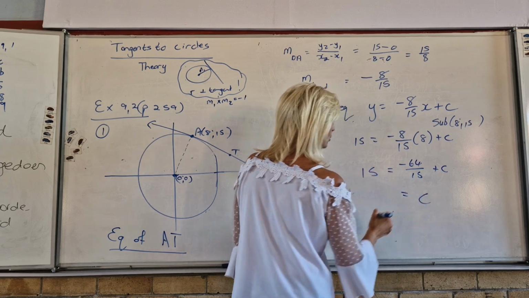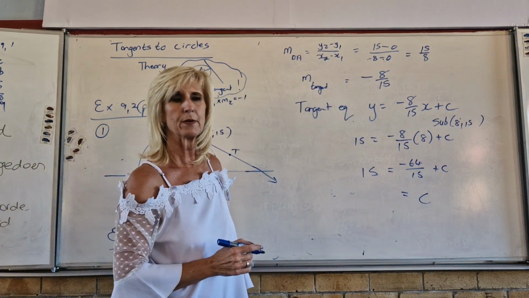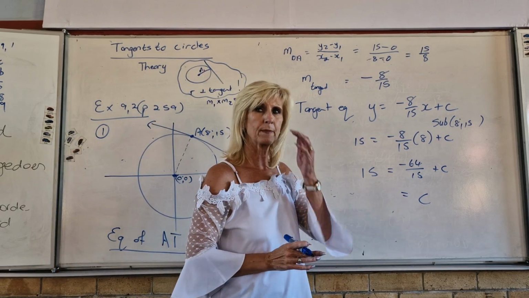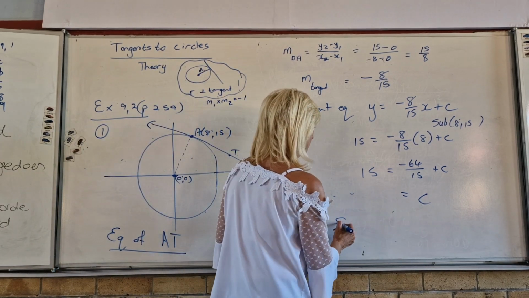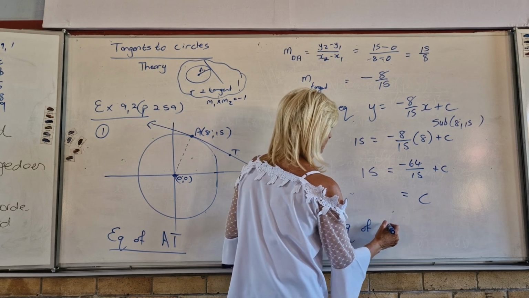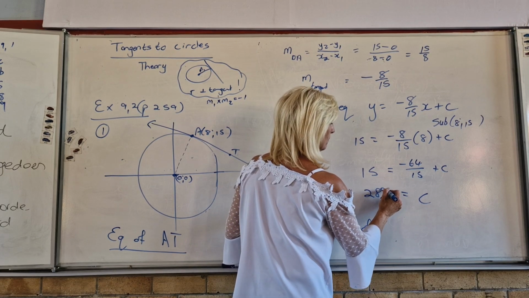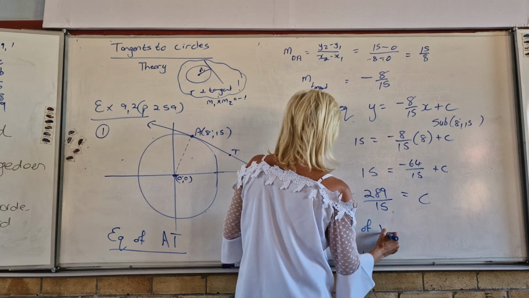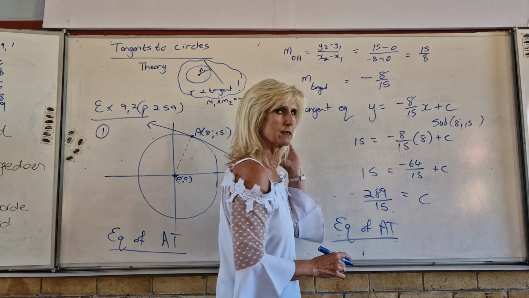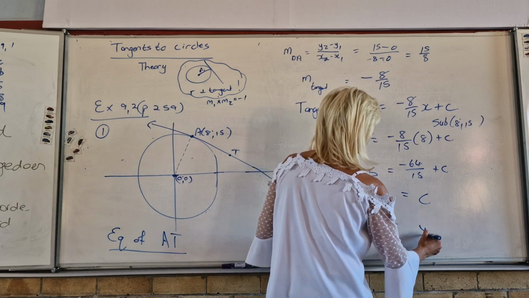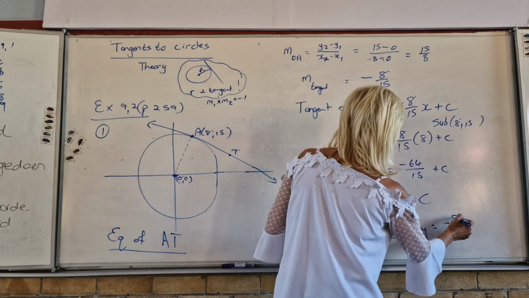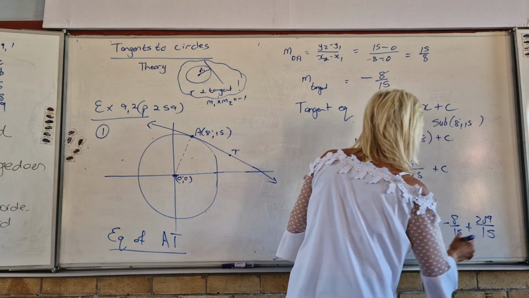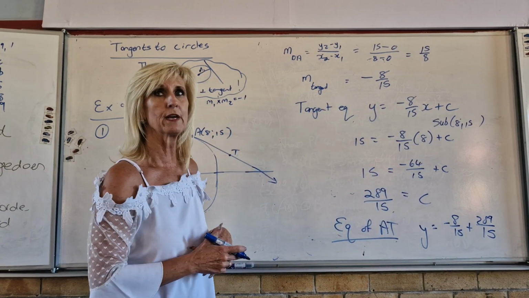So that c is equal to, I don't know, a large thing. Give me an answer, please. 15 plus 64 over 15. It's 289 over 15. Okay, so the equation of AT, or just the tangent, would be gradient, negative 8 over 15, plus c, which is 289 over 15. And that was the equation of the tangent.